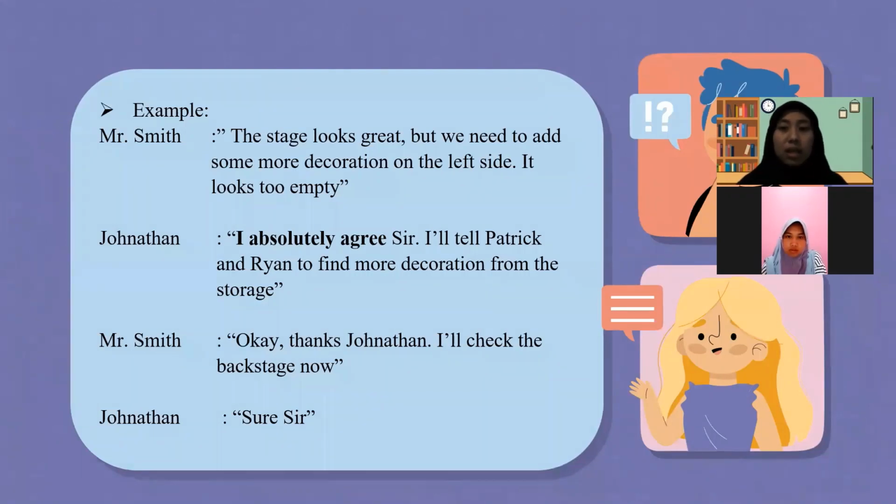So this is the conversation between Mr. Smith and Jonathan. So Mr. Smith, viewing his opinion about the stage, said the stage looks great, but we need to add some more decoration on the left side. It looks too empty. And Jonathan agreed with this statement. So what he said, I absolutely agree, sir. So he agreed with the statement that was made by Mr. Smith. So that's the example.